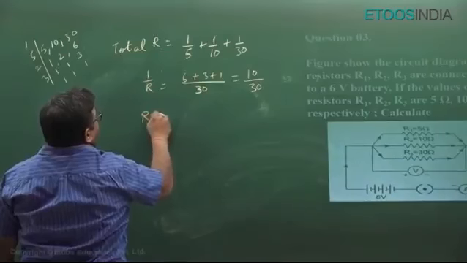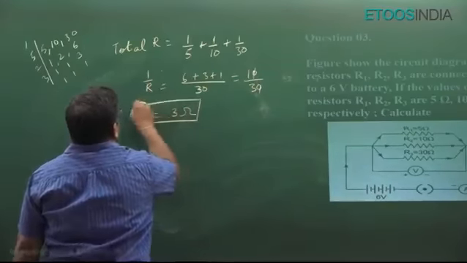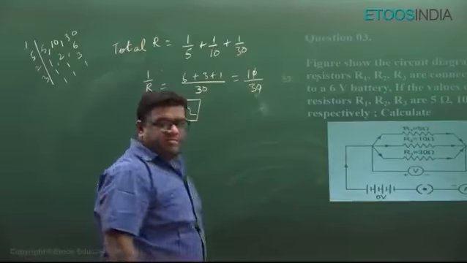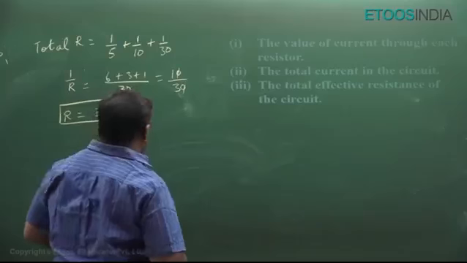And R will be 3 ohms. Is it clear? Now, what is the next question they have asked? They are asking for the total current in the circuit.